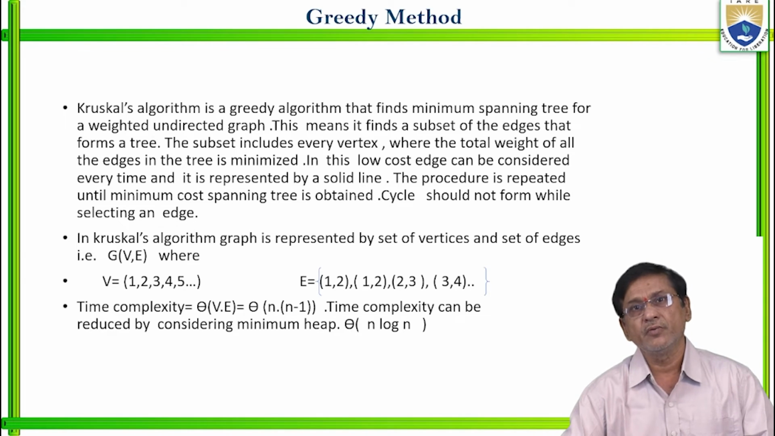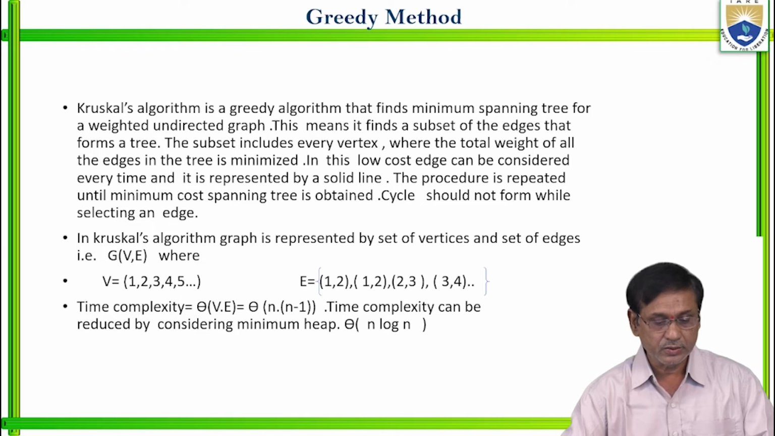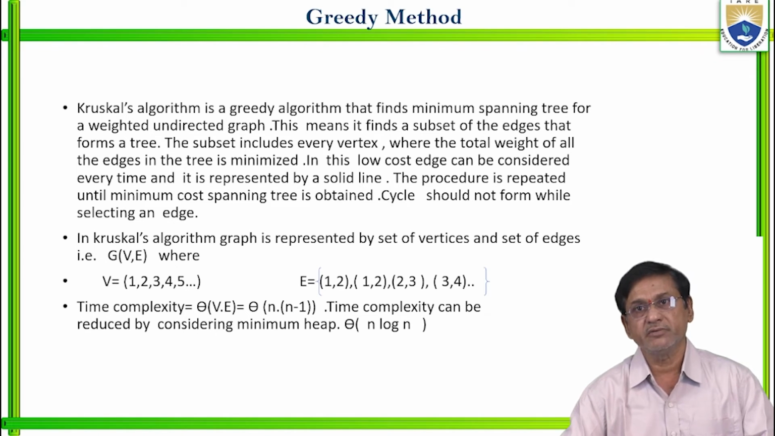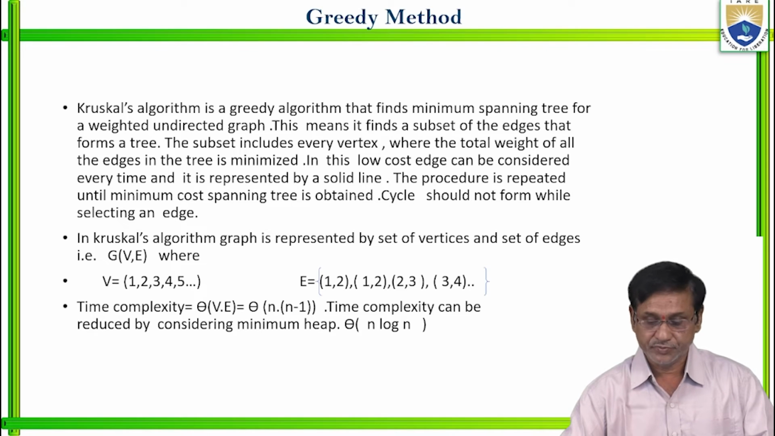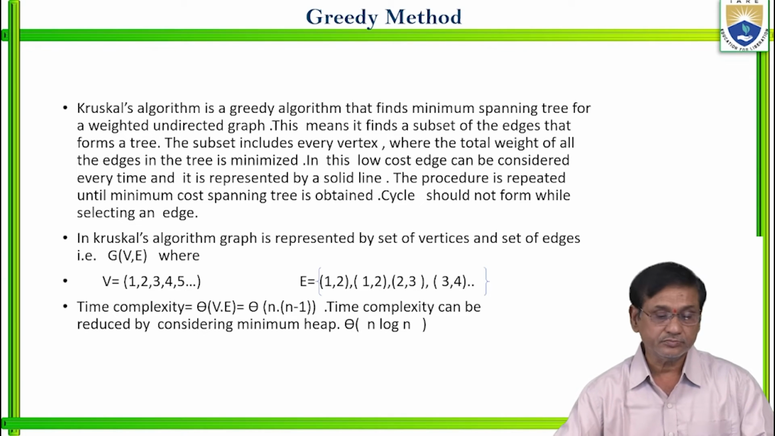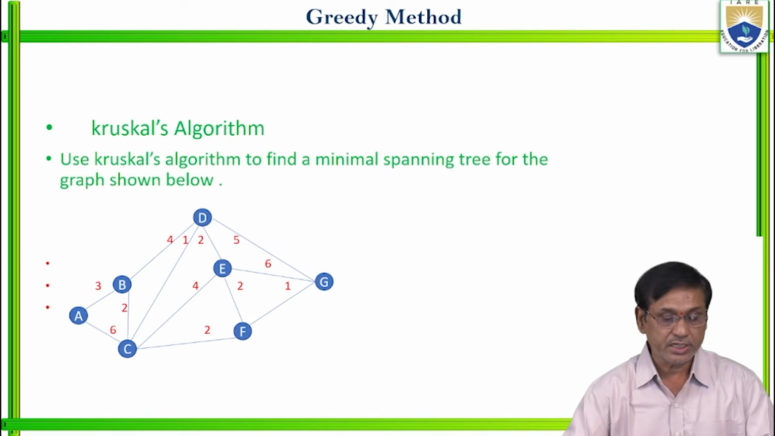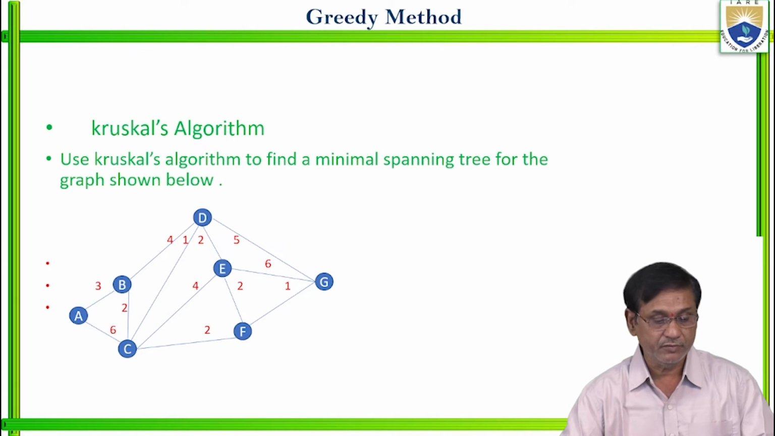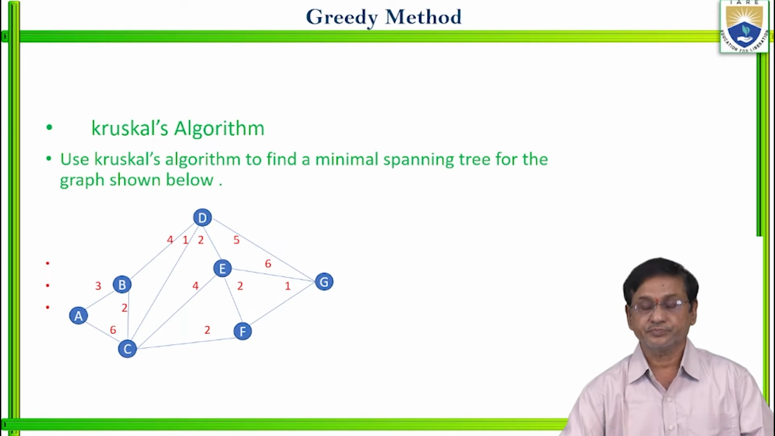A cycle should not form while selecting the edge. In Kruskal's algorithm, the graph is represented by a set of vertices and a set of edges, that is G of V, E, where V represents the vertices and E represents the edges. The time complexity is theta of V into E, theta of n into n minus 1. The time complexity can be reduced by considering a minimum heap. Now, let us apply Kruskal's algorithm to find a minimum spanning tree for the graph shown below.